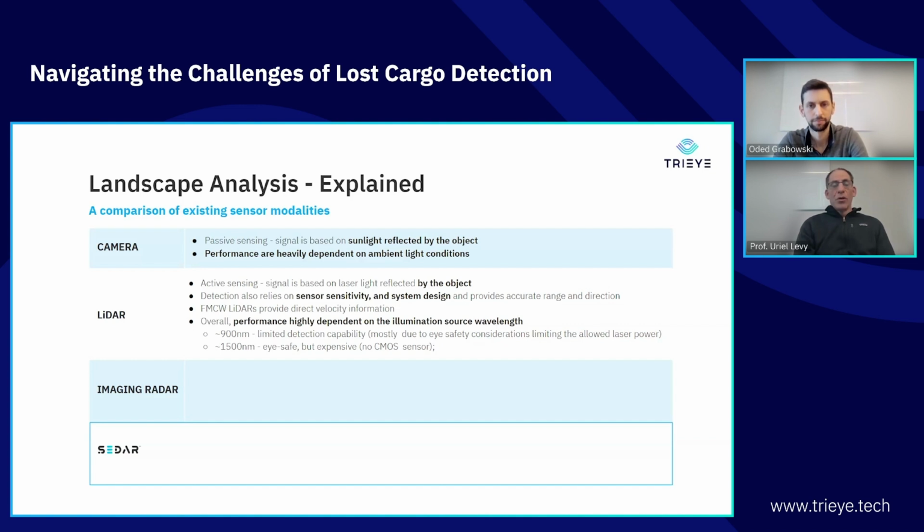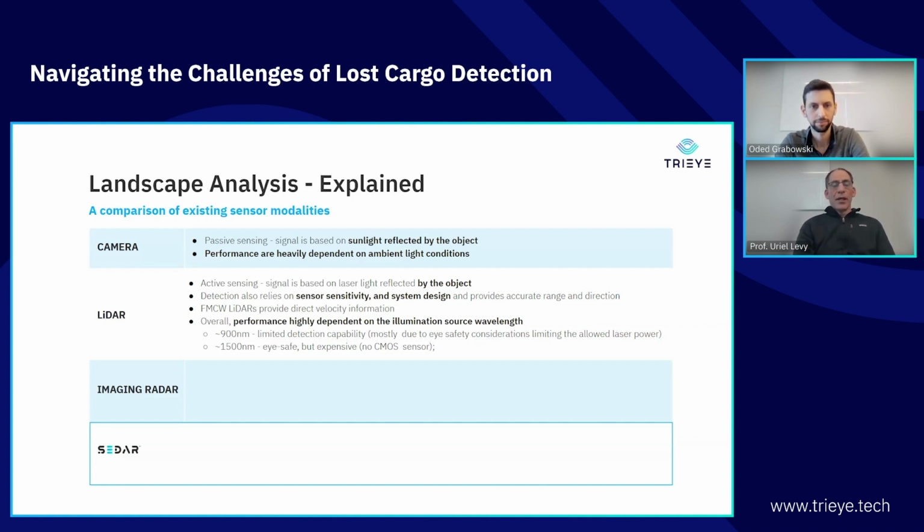We used to separate between two major spectral regimes. One is the surrounding of 900 nanometer wavelengths, where we have limited detection capability, mostly due to eye safety considerations, meaning that the power, the energy of the laser is limited due to eye safety, which in turn is limiting the signal that we can achieve.